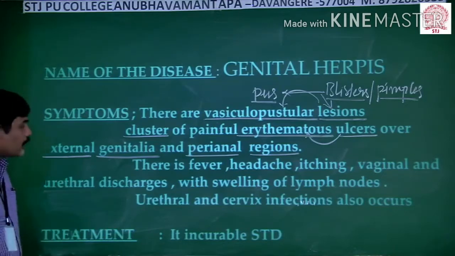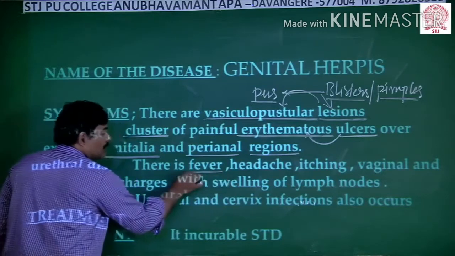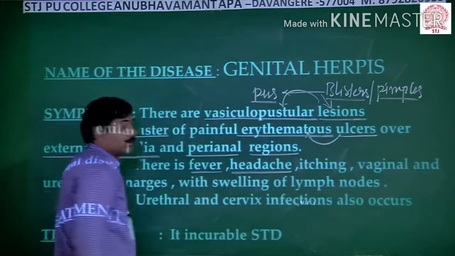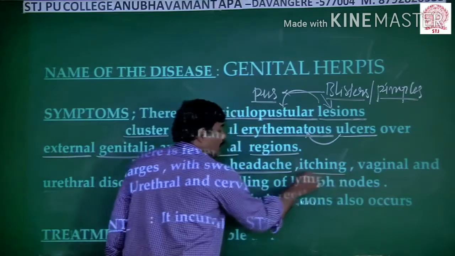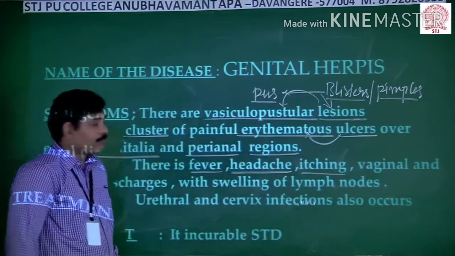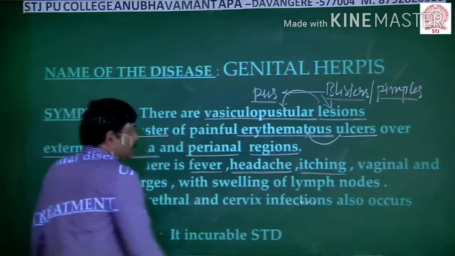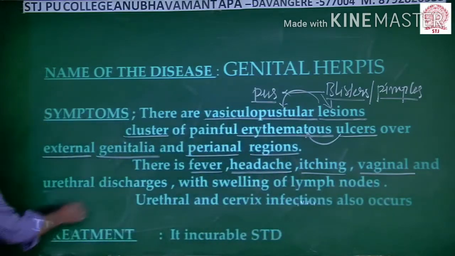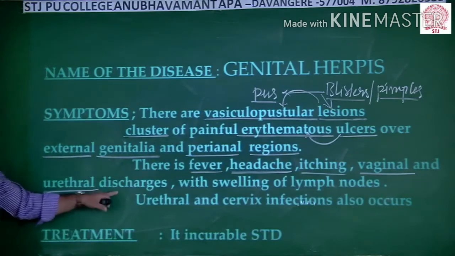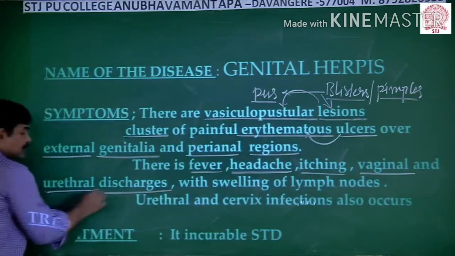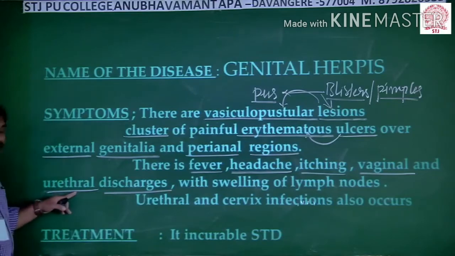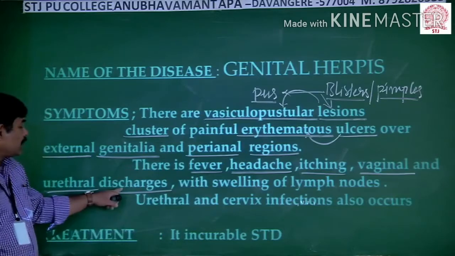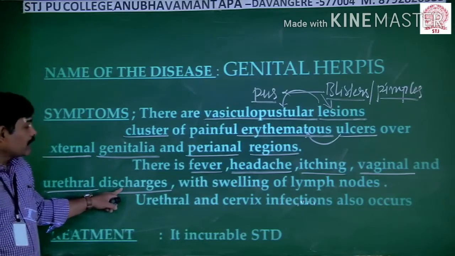Apart from that, the victim will experience fever, headache, and an itching sensation at the affected parts. Thereafter, vaginal as well as urethral discharges take place. So through the urethra as well as the vagina, a fluid discharge will be experienced by the victim.